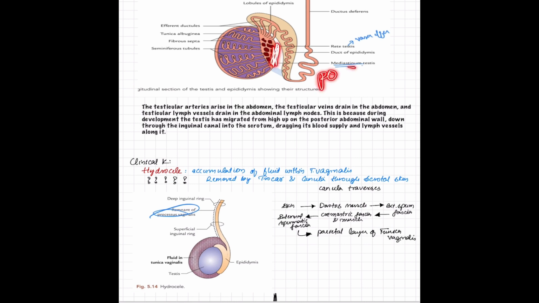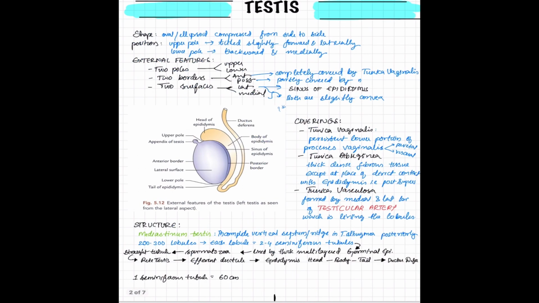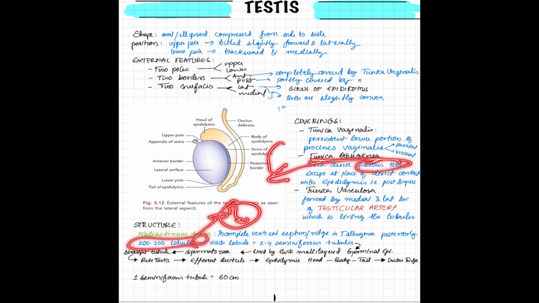This is the posterior surface, right? So here the incomplete vertical ridge is known as the mediastinum testis. You need to know that the testis has 200 to 300 lobules. How are these lobules formed? The fibrous tissue from the tunica will enter inside and divide the testis like this.